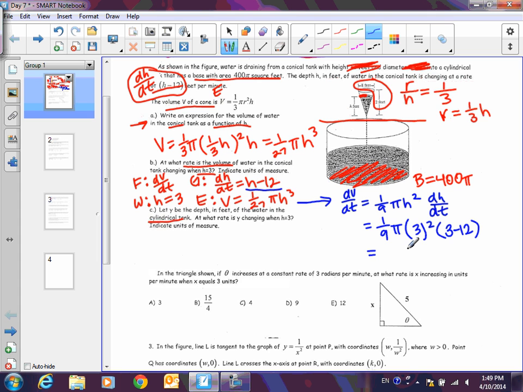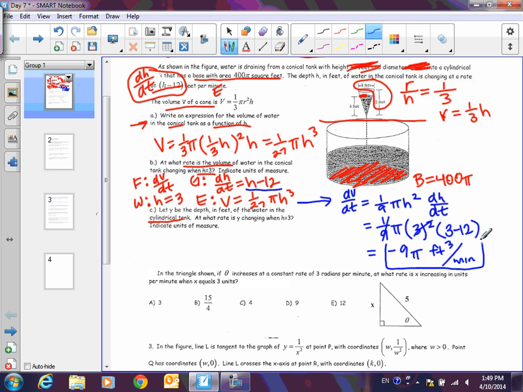And so you get -9 pi. Here's how I did it. 3 squared, 1/9, they canceled. -9 pi. We do need to put units. So this is dV over dt. Change in volume over change in time. So what would my units be for volume? Cubed. And then over dt, so time, and that would be minutes.